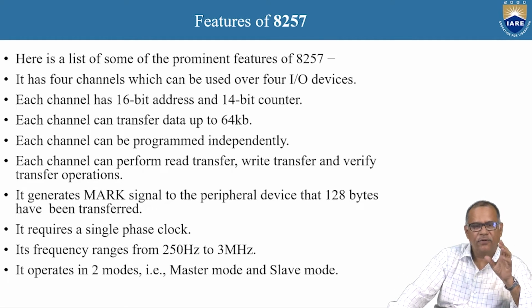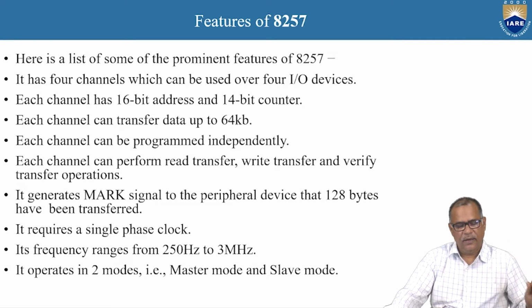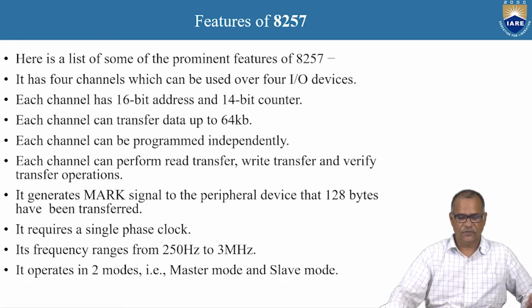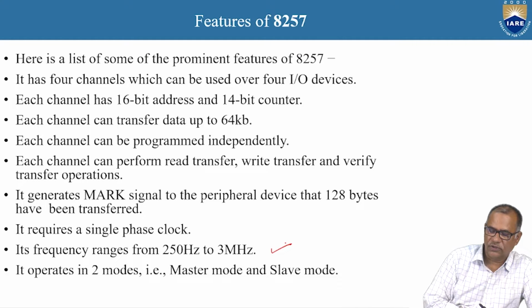And this DMA controller generates the mark signal to the peripheral device after 128 bytes are transferred. So in total, we can transfer 64 kilobytes, and after transfer of every 128 bytes of data, it generates the mark signal. And the frequency range of 8257 is 250 Hz to 3 MHz. And it operates in two modes, master mode and slave mode.